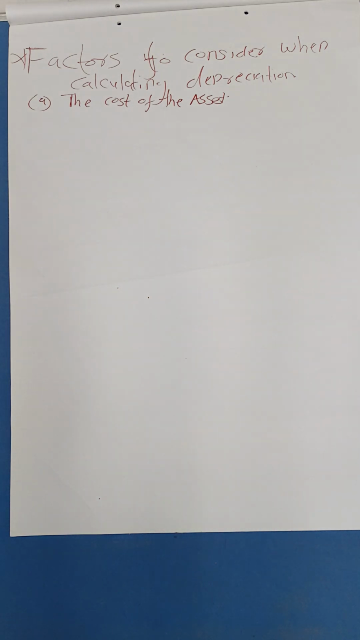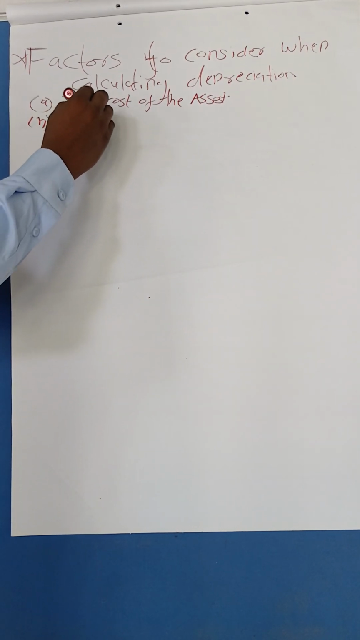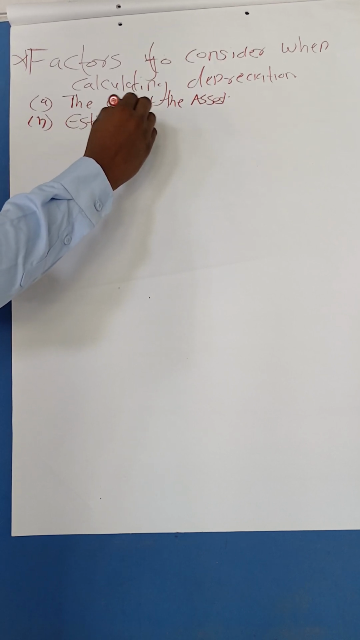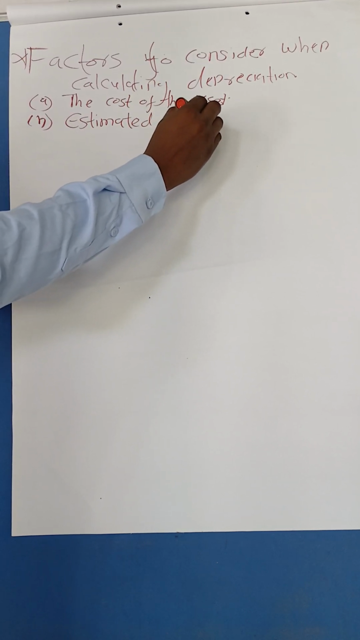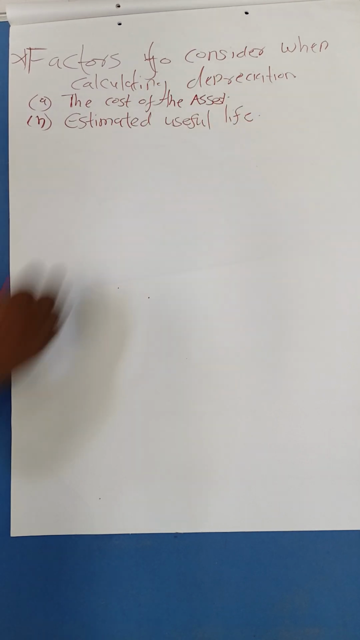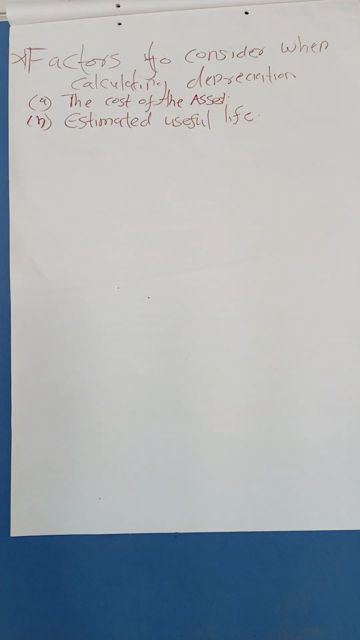Another factor you have to know is the estimated useful life. Now that we don't know, we estimate. We are making assumptions that this vehicle, I'm going to use it maybe for 5 years. We are making assumptions because we are not sure of it. That's why we are using the word estimated. Here we assume just the time we expect to be with the asset in the organization or in personal possession.